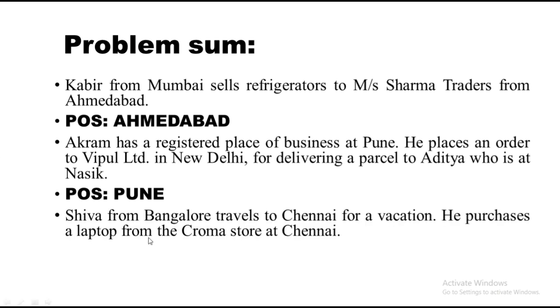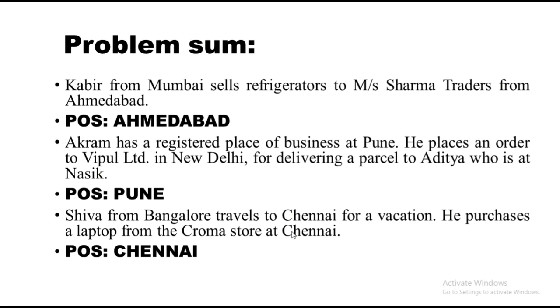Next, Shiva from Bangalore travels to Chennai for a vacation. He purchases a laptop from the Chroma store at Chennai. So here again the person has gone to the supplier's location and he's purchased the good from the supplier's location. So there is no movement of goods. Whenever there is no movement of goods, the rule is the place where the goods have been sold will become your place of supply. So in our case, Chennai is your place of supply.